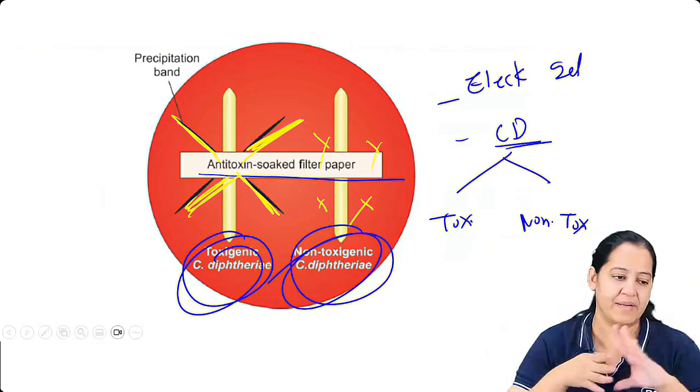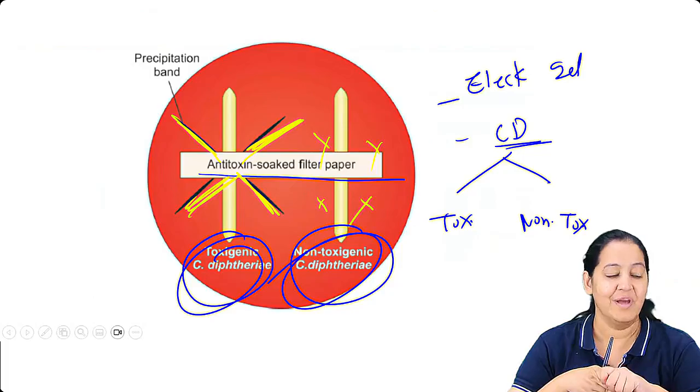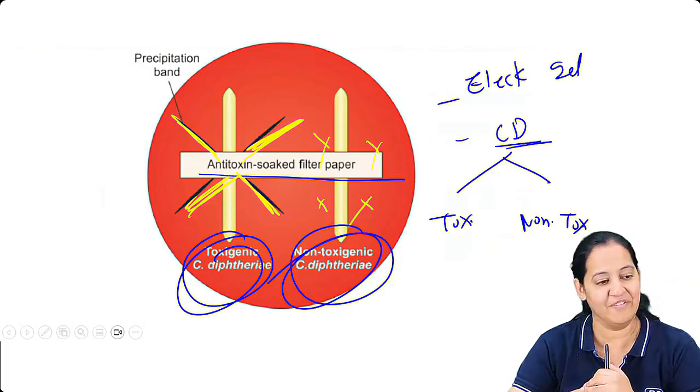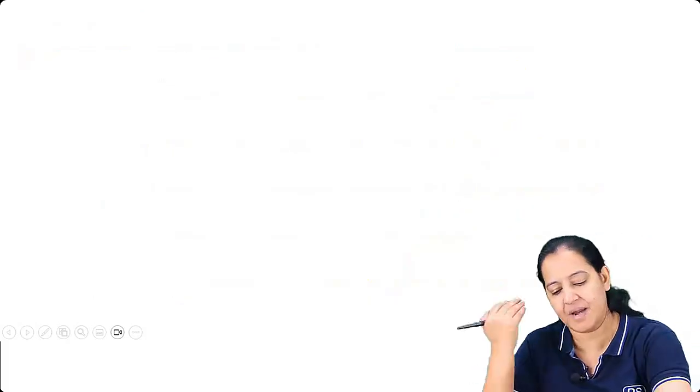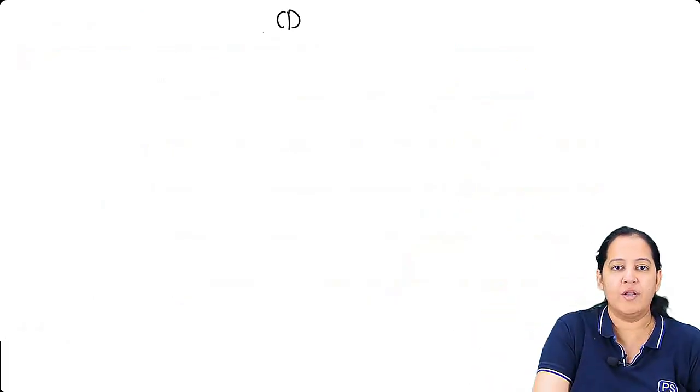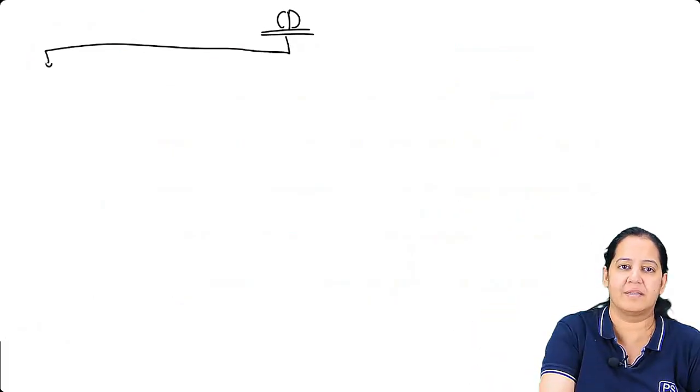So look at the bands. How many of you got it? The one who got it, give me a thumbs up. Everyone. We are done with Corynebacterium diphtheriae, by the way. ठीक है? So let me summarize Corynebacterium diphtheriae. मैंने पढ़ा दिया, उसको summarize कर देती हूँ, है ना?